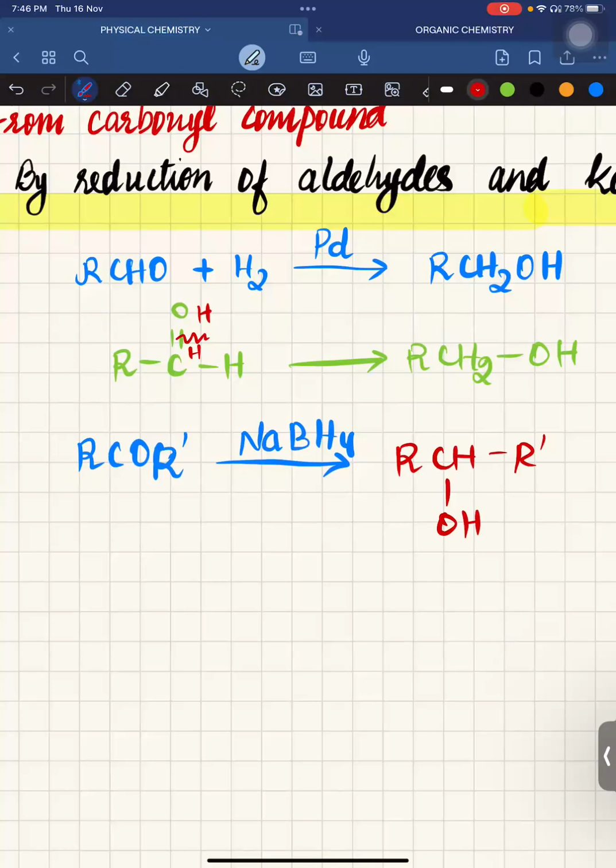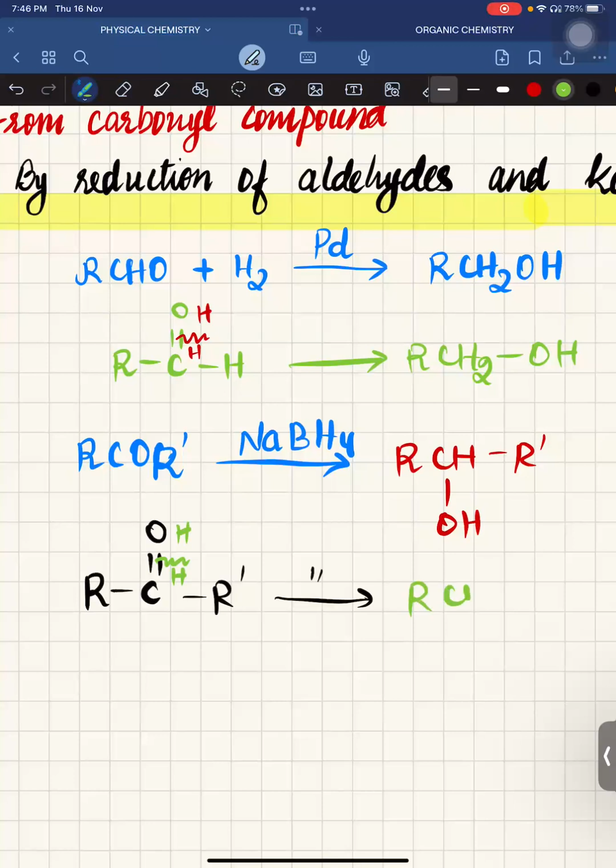How does this reaction take place? Very simple. You can explain this with the help of the carbonyl group, RC=OR'. If you use this reagent, this one bond between carbon and oxygen will be broken, and it forms RCHOHR'. Are you getting my point?